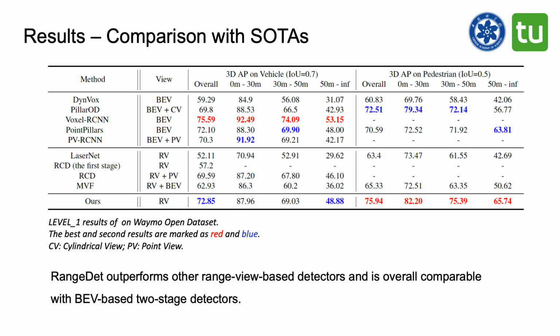In the comparison with state-of-the-art, RangeDet outperforms all the previous RangeView-based methods, and is overall comparable with BEV-based two-stage detectors. In contrast to the stereotype that RangeView is inferior in long-range detection, RangeDet outperforms most other compared methods in the long-range metric, especially in the pedestrian class.